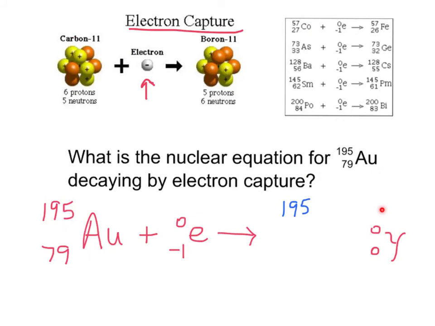And what will the number of protons be? Well, it must be 78, right? Because 79 minus 1 is 78 on the left side, I must have 78 on the right. So what will my nuclide be? When I look on the periodic table, I see that 78 protons gives us platinum. So go ahead and write my plus symbol there, and that is our nuclear equation for decay by electron capture.